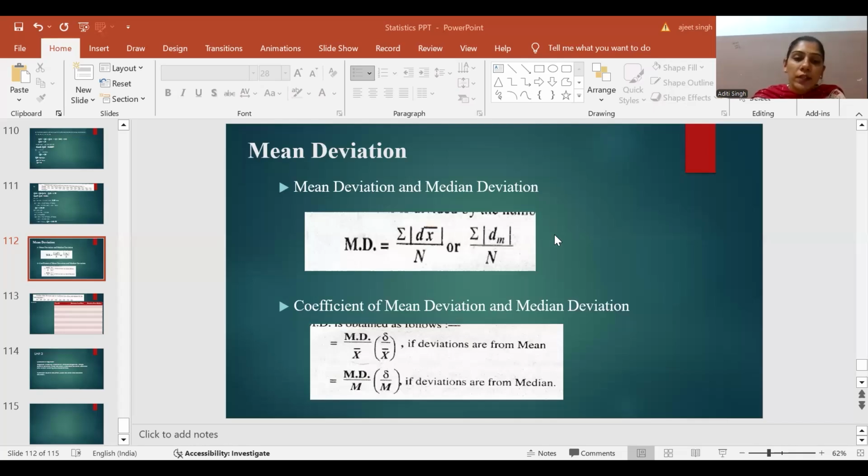Similarly, when we calculate the coefficient of mean deviation and median deviation, if we are calculating deviation from mean, the formula is mean deviation divided by x bar. If we are calculating deviation for median, then it is median deviation divided by M. This is how we calculate the coefficient of mean deviation.